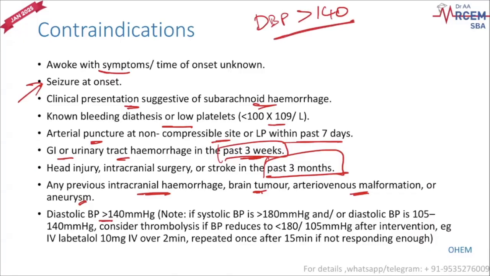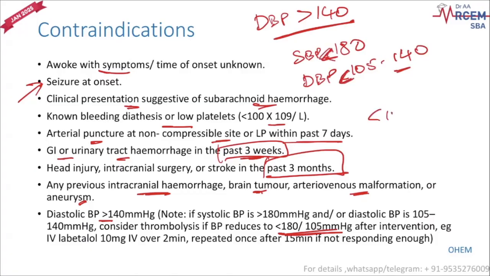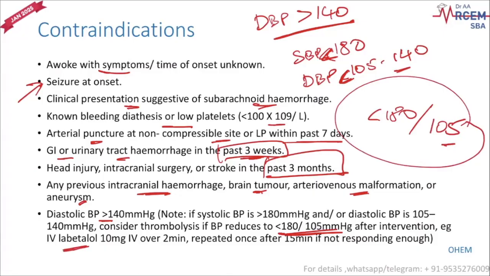If the systolic blood pressure at the presentation is above 180, or the diastolic blood pressure at the presentation is 105 to 140, what can you do? You need to bring down this blood pressure. Once the blood pressure is reduced to less than 180 systolic and less than 105 diastolic, how do you reduce it? Reduce it by giving labetalol. If you can achieve this, then you can go ahead and do a thrombolysis. But the absolute contraindication for thrombolysis is when the diastolic blood pressure is more than 140, which is very, very rarely seen.